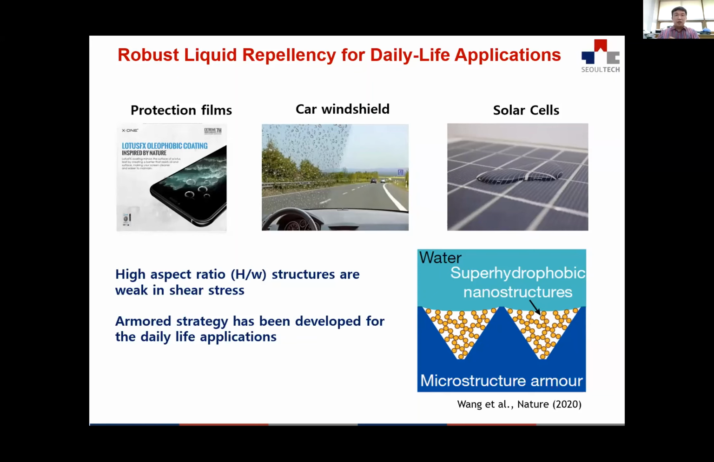So that's why many researchers have moved the research focus of hydrophobicity from the fabrication of artificial structures to the robustness of the structures. For example, very recently, a paper was published in Nature. They used an armored strategy, like microstructures embedding nanostructures. They can be used for daily life because they can be very stable during the abrasion test.